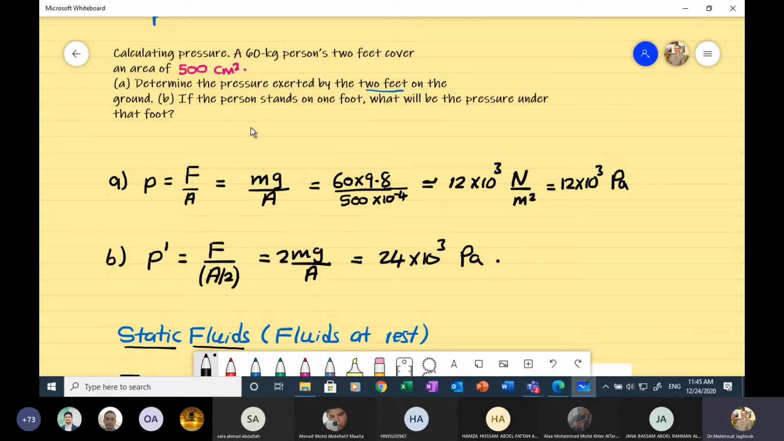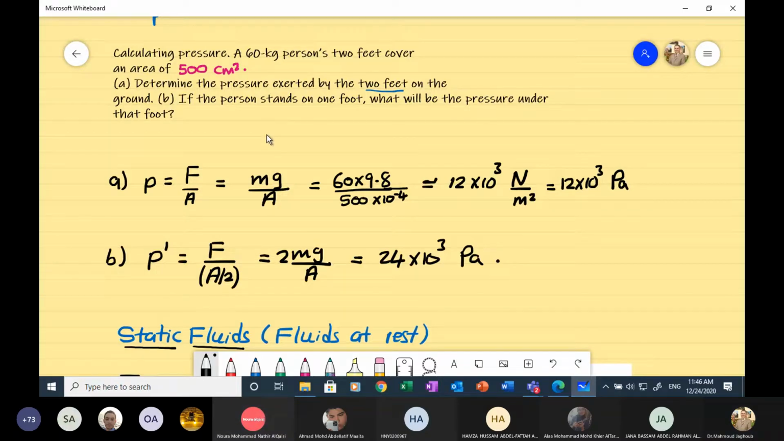Okay, what happens if he raises 1 foot and keeps only the other foot in contact with the ground? What do you think changes here? Does the pressure double? Exactly. The pressure is doubled.